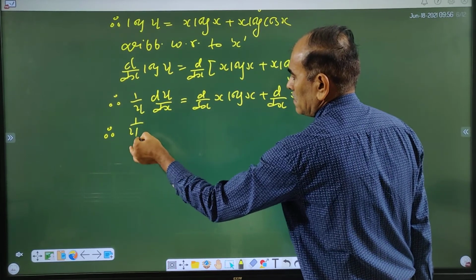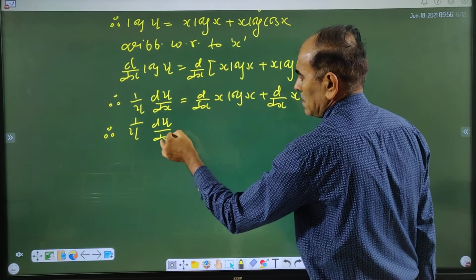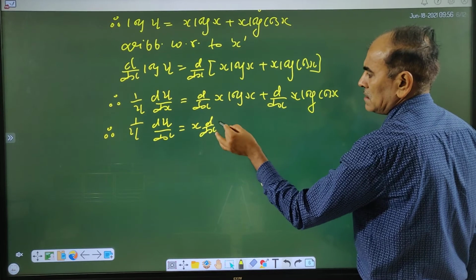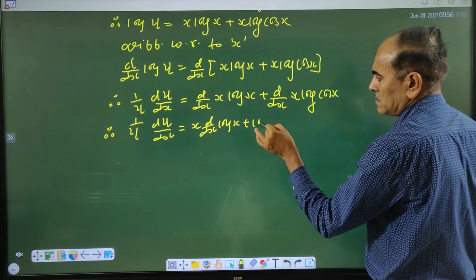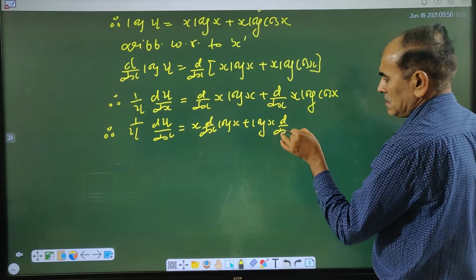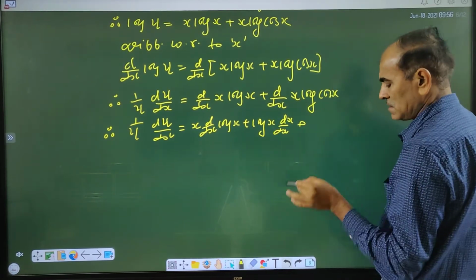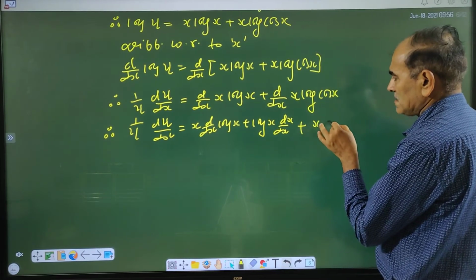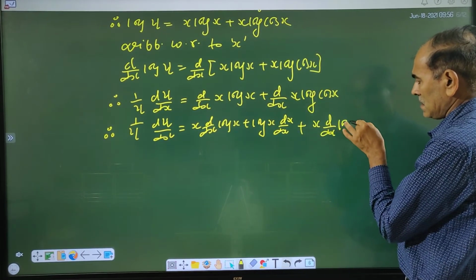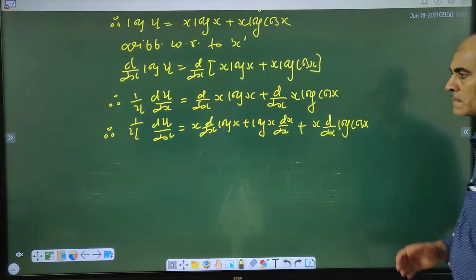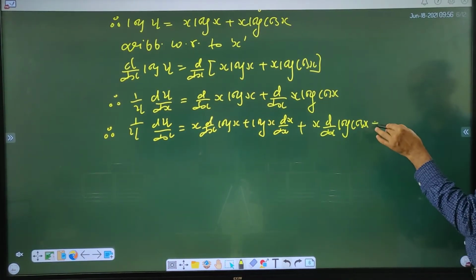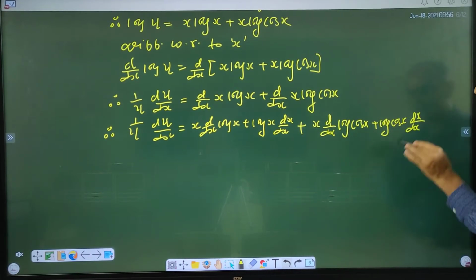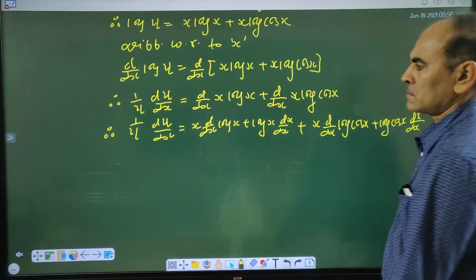And therefore, 1 by u du by dx is equal to: apply product rule. x as it is, d by dx of log cos x as it is, plus log cos x as it is, d by dx of x. So what do we get here?